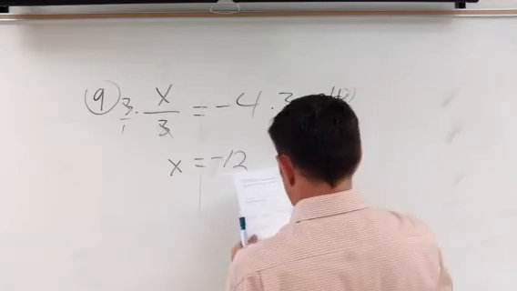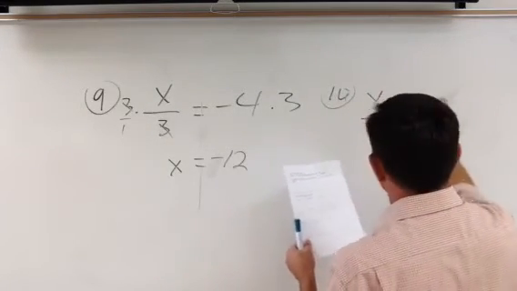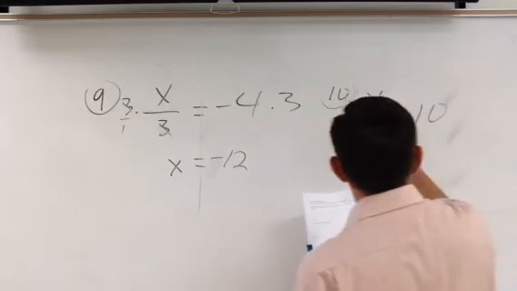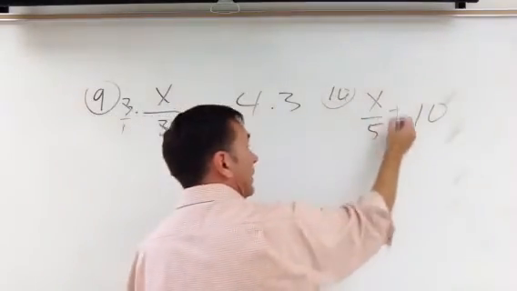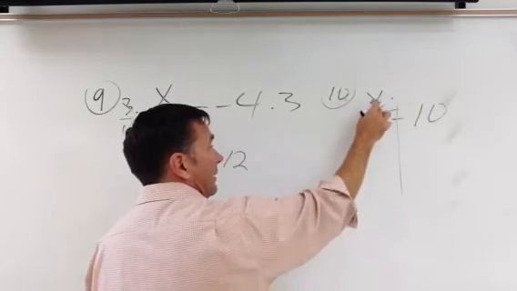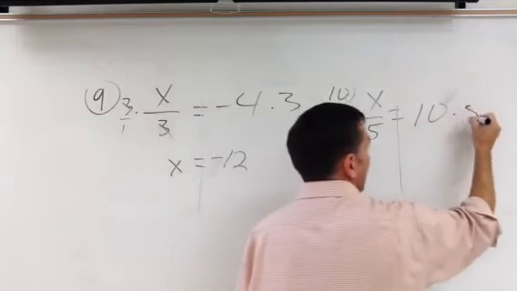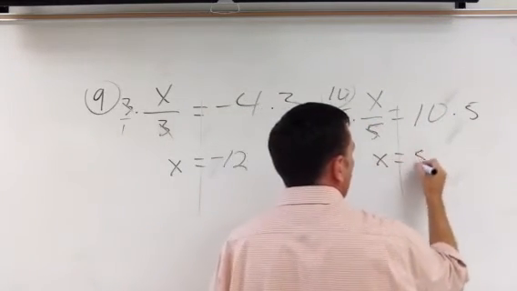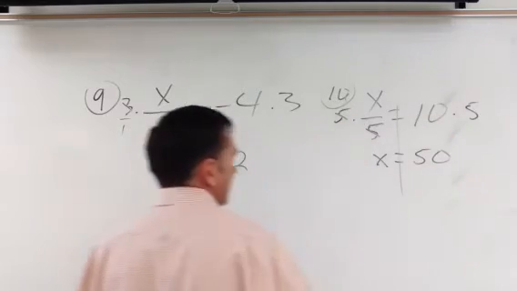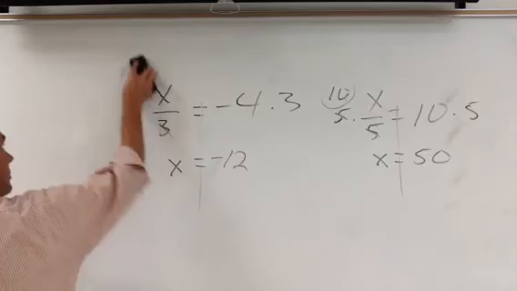Number 10. X over 5 equals 10. Again, we have division. We identify which side the variable is on. It's on the left. And we're dividing by 5, which means we want to multiply by 5. The 5's here cancel. And I'm left with x equals 50. 10 times 5 is 50. I'm going to leave number 11 up to you to complete.